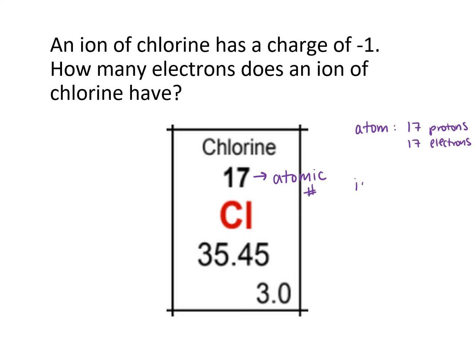In an ion of chlorine, we're still going to have 17 protons because the number of protons always has to remain the same. But now we have a charge of negative 1, which is given to us in the problem. So we have to think about how many electrons we would need for there to be an overall charge of negative 1. So that means we need one more electron than we have protons. So the total number of electrons we would need would be 18 electrons.